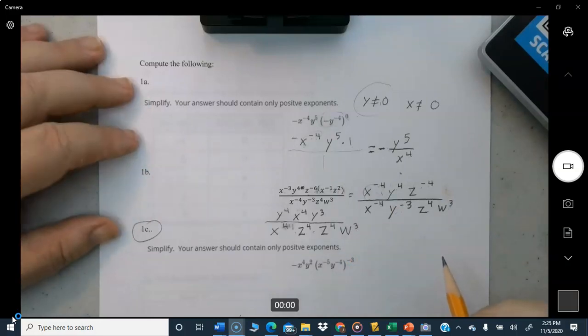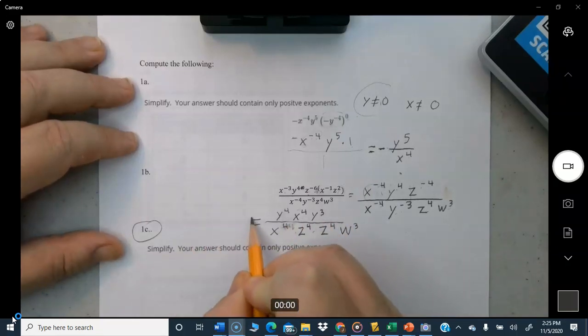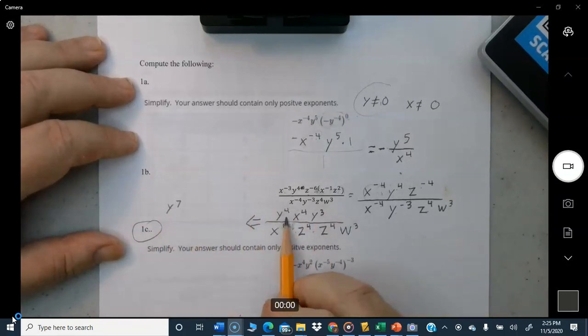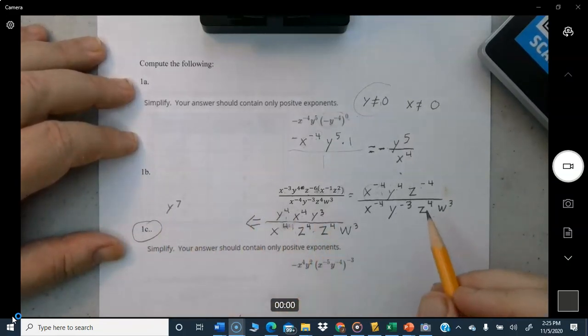Okay? Now we can start multiplying things, putting things together on the top and bottom. So y to the fourth times y to the third is y to the seventh. And there's no y's on the bottom. I'm going to move over here. I'm kind of working backwards here. So on the top I have y to the seventh. Again, y to the fourth times y to the third is y to the seventh.